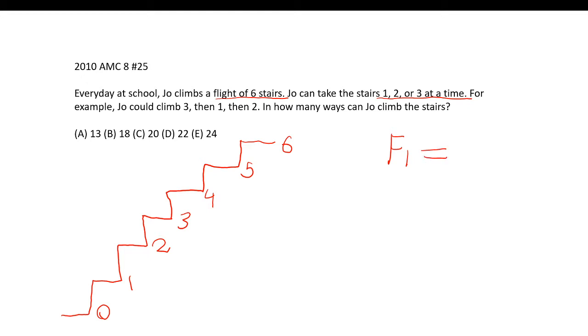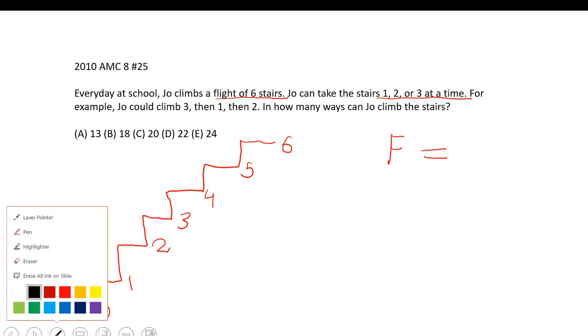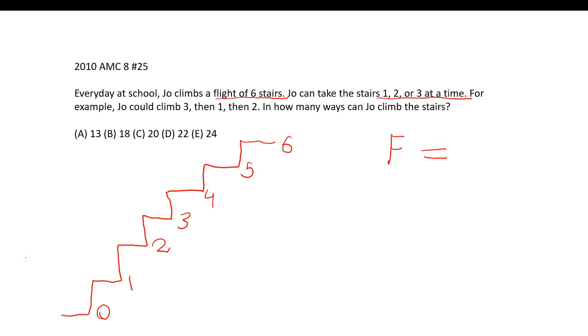Now F1, or I'm going to start with F0. So the 0th step. We're going to start with how many ways are there to reach the 0th step? Well, there's only one way. You start at the 0th step, so there's one way to do that. Now let's go to F1. There's one way to get to the first step, and that's by taking 1 step, which we are allowed to do.